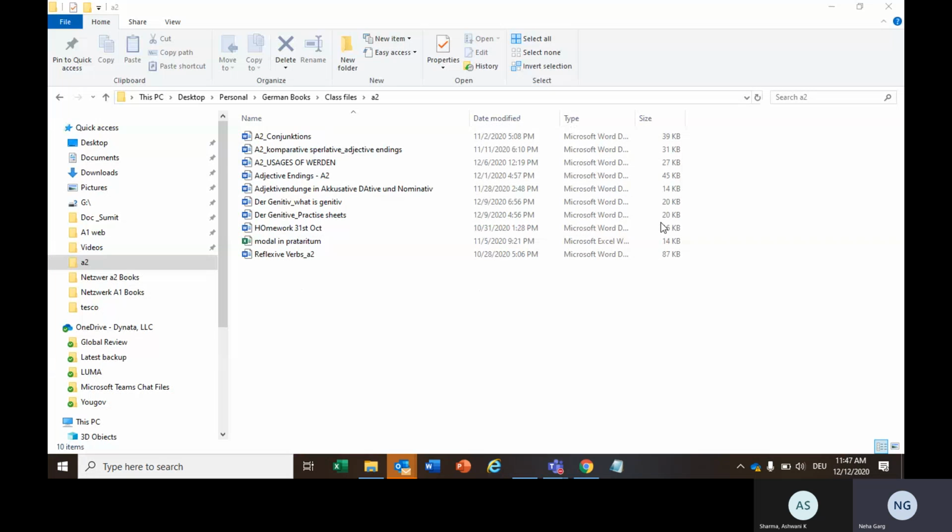Okay. So, as far as A2 grammar topics are concerned: conjunctions, comparative and superlative, adjective endings, then how do we use werden in future tense? That is something we have discussed already, along with the adjective endings practice. What is genitive? Practice for genitive, then modal verbs.